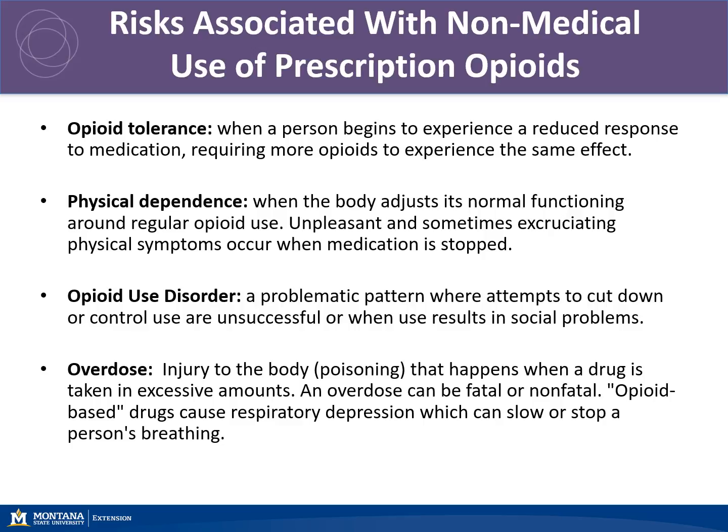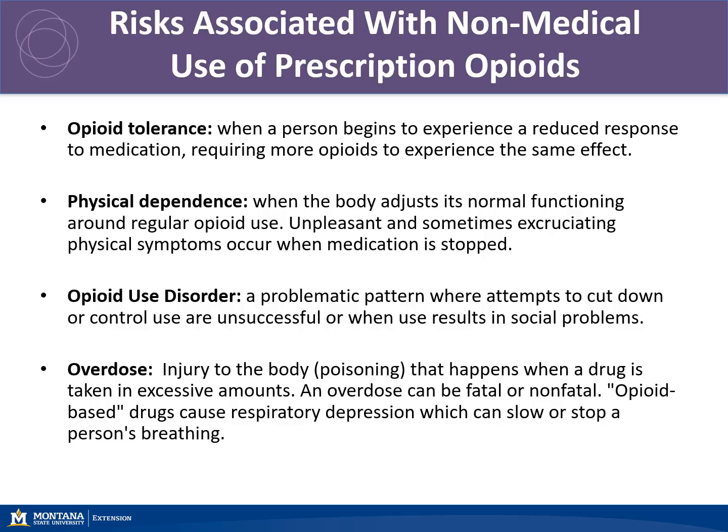Opioid use disorder is when there is a problematic pattern of opioid use that causes significant impairment or distress. A diagnosis is based on specific criteria such as unsuccessful efforts to cut down or control use, or use resulting in social problems and a failure to fulfill obligations at work, school, or home, among other criteria. Opioid use disorder is preferred over other terms with similar definitions, for instance, opioid abuse or dependence or opioid addiction.